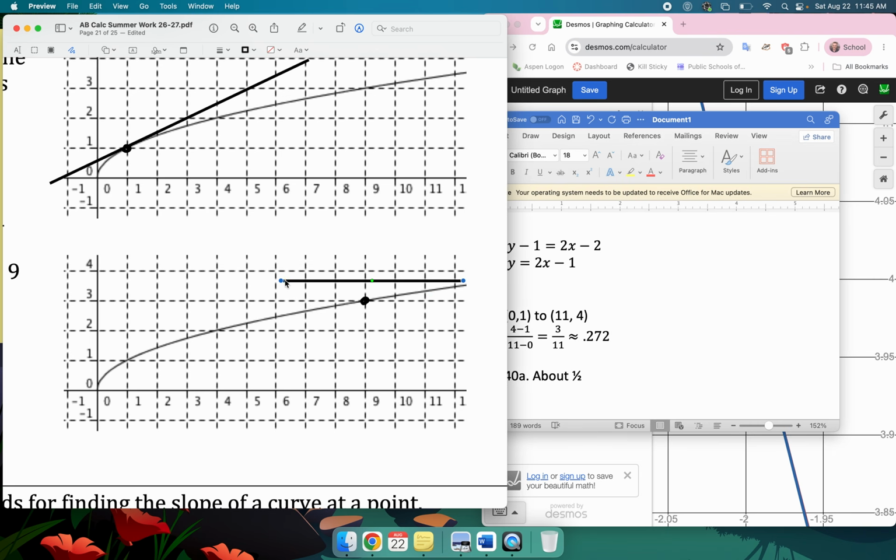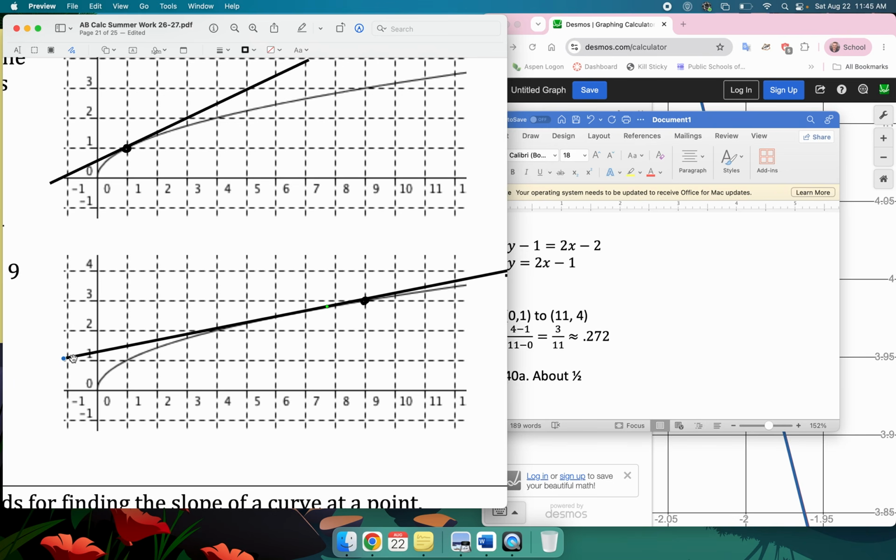So something like... that's pretty bad. Still pretty bad. Yeah, that's pretty good. That's solid, I would say. Something like that. Okay, so what is the slope of this line?